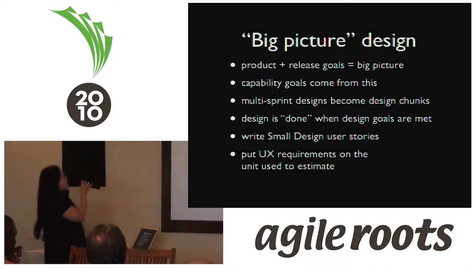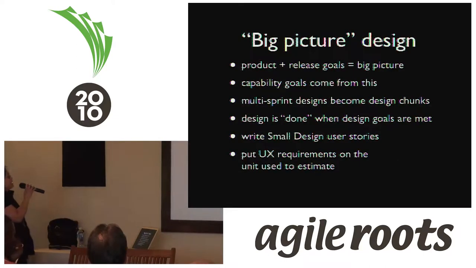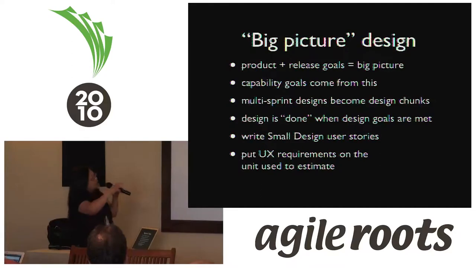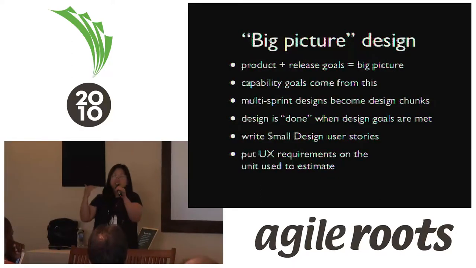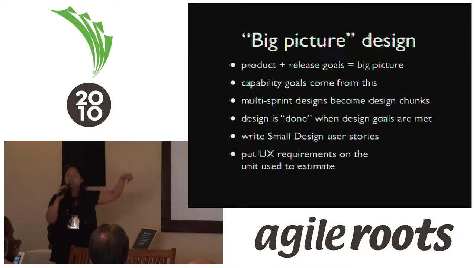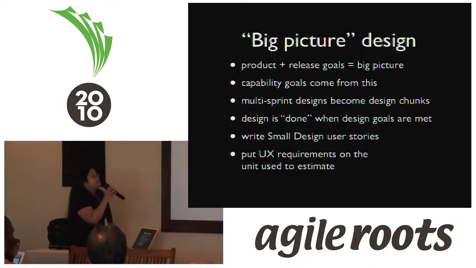Okay, so the recap of this is that you want to do product and feature goals together, so that's your big picture. That's how you understand, hey, that's what we want to do with this. And that's going to help you, and it's going to drive the capabilities that you need to meet your release goals and to still make it your product.